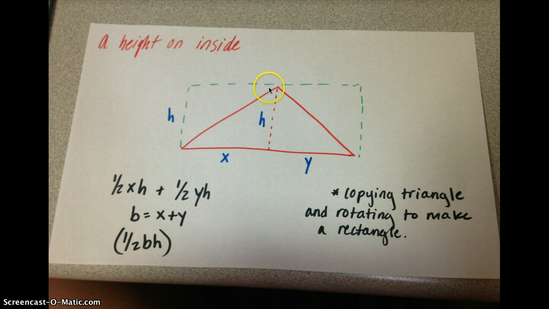First we'll start with the triangle whose height is on the inside of the triangle. We started out with this triangle here, and then I reflected this triangle right here over to here, and this triangle right here over to here, in order to create a rectangle, which you can see with the green dashed lines. Or, I copied and rotated it to make the rectangle.